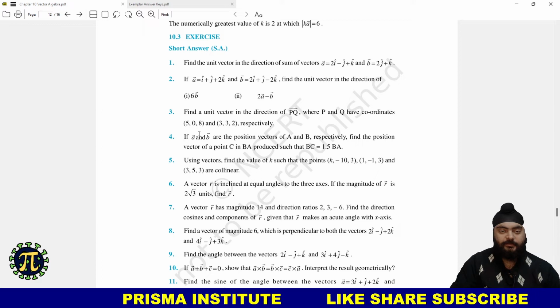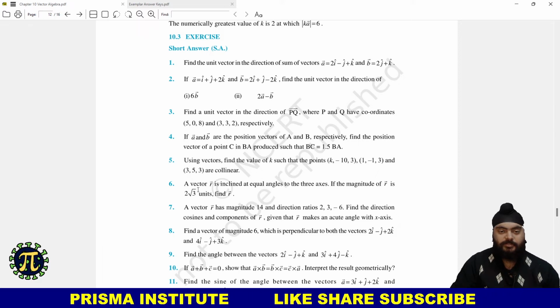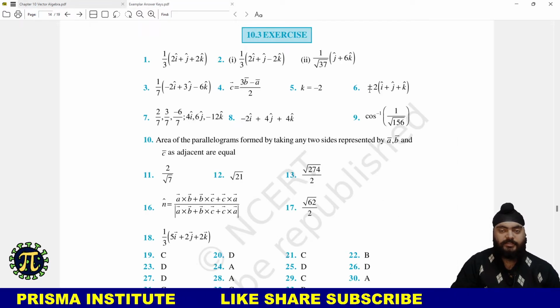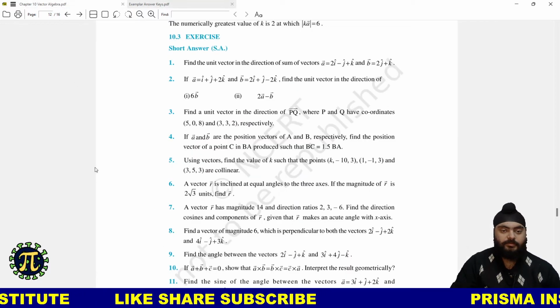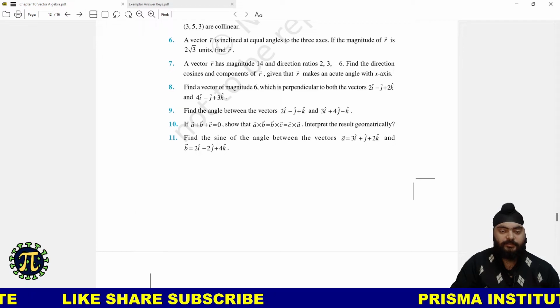ऐसे दो वेक्टर्स आ रहे हैं, प्लस माइनस आ रहा है. सो दिस इज क्वेश्चन नंबर 6. क्वेश्चन नंबर 6 का आंसर ये रहा, प्लस माइनस 2 आई कैप प्लस जे कैप प्लस के कैप. सो लेट्स मूव टू क्वेश्चन नंबर 7.